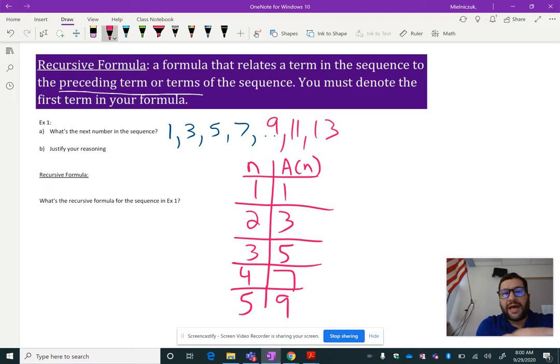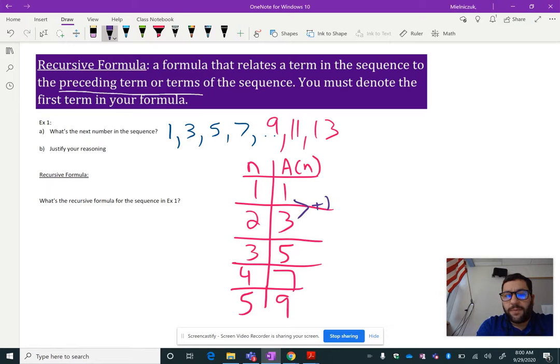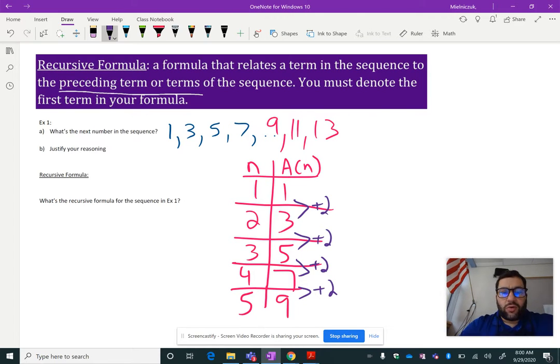Well, what logic could be used to solve this? We can see that each term is going up by 2. Okay. So that justifies our reasoning. It shows our answer through a table. And again, recursive formula is important for us to know. It's right up here. I'll say it again. It's a formula that relates a term in the sequence to the preceding term or terms.